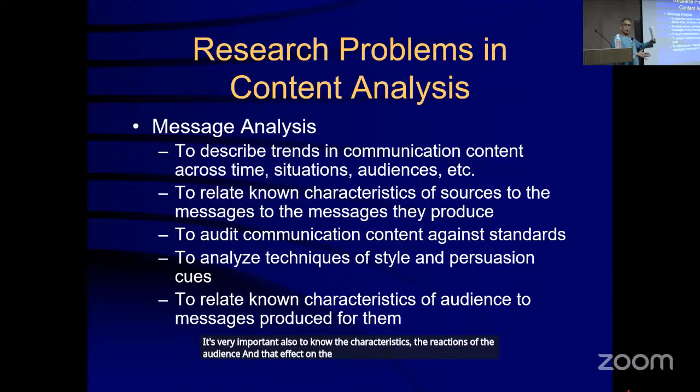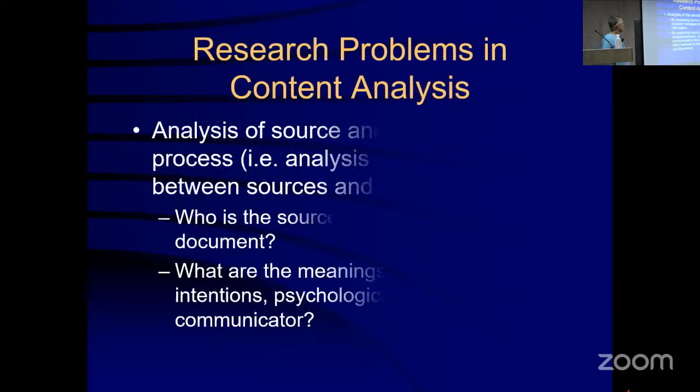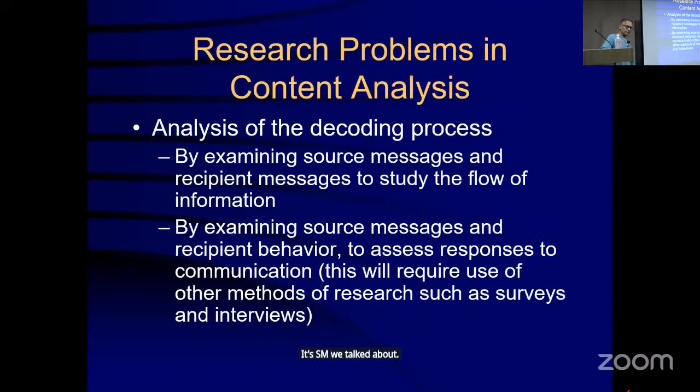So you notice that this is all over. Just skip one and go to the next one. And then we have something on the right-hand side of the model, the decoding and the receiver. That is also part of content analysis. We talked about the source and the message, the channel, then the receiver. Who is the one who decodes the message?